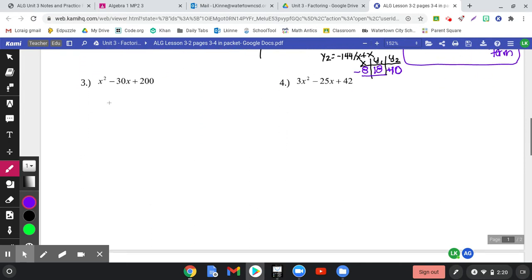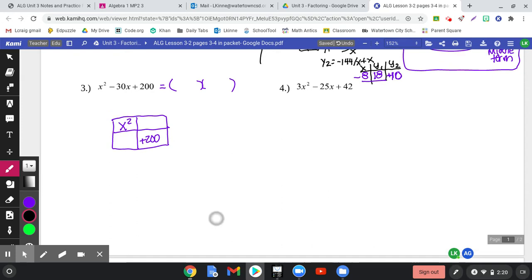All right, so next one, we are going to try and figure out what it factors out to. I like it when it starts with just an x squared because there's only one way to multiply to get x squared. So first term, last term. So I'm going to start on my answer already. The only way for us to get x squared is x times x. So now we just have to figure out the numbers.